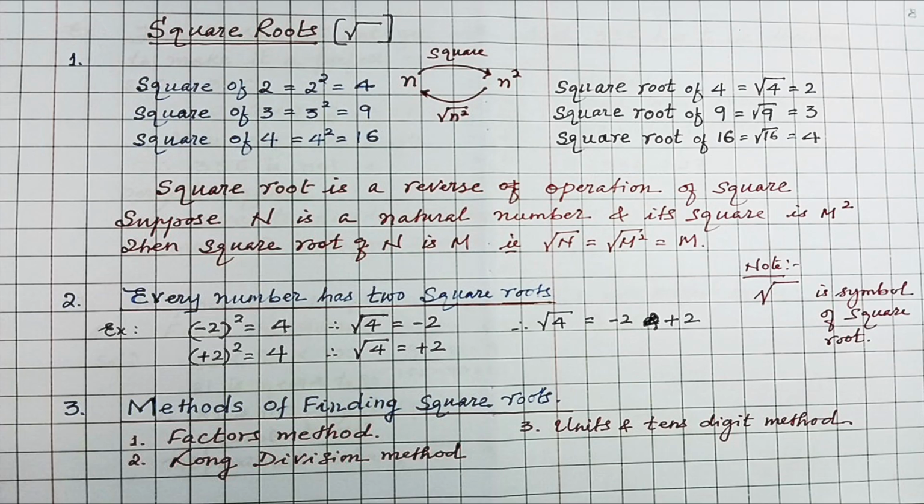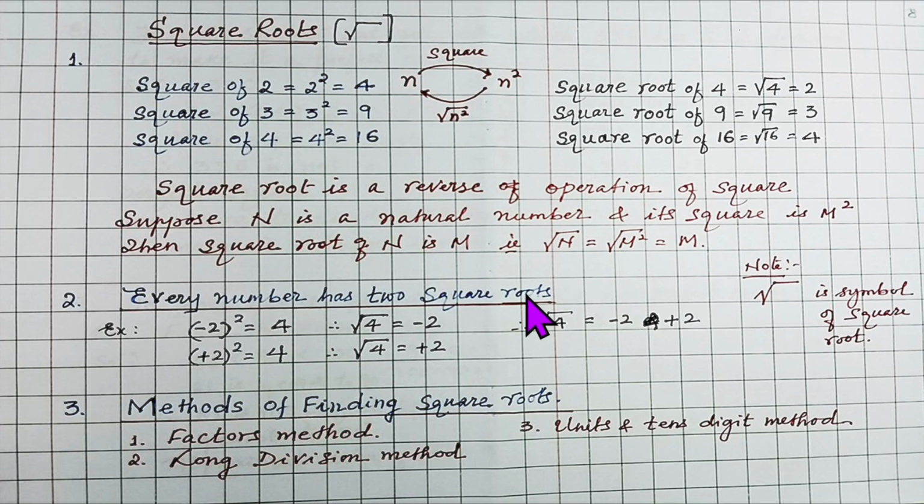Suppose n is a natural number and its square is m square, then the square root of n is m. Symbolically, the square root of n is equal to the square root of m square, and that is equal to m. The symbol of square root is a radical sign, and the number of which we have to find the square root is the radicand. So this is the radical sign. The order is 2 here. So that is what you have to remember.